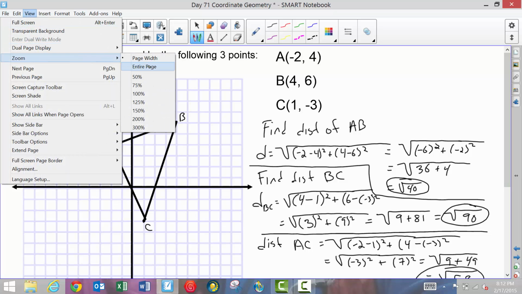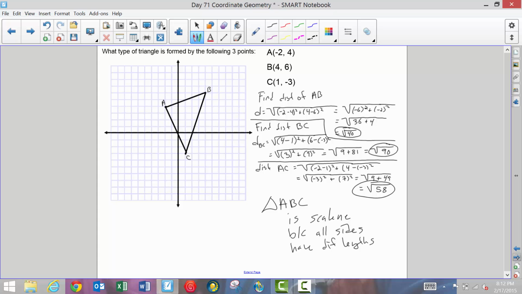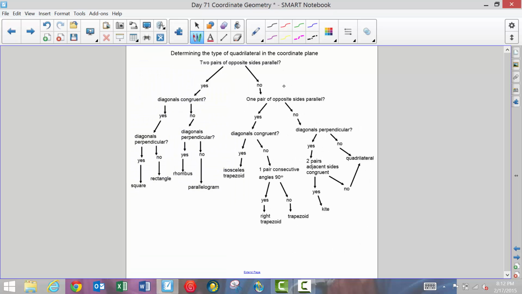So apply this to our little flow chart. So you're going to use this flow chart to determine the type of quadrilateral in the coordinate plane. So if I give you 4 points and I want you to tell me what type of quadrilateral it is, you're going to use this flow chart, starting with the top.